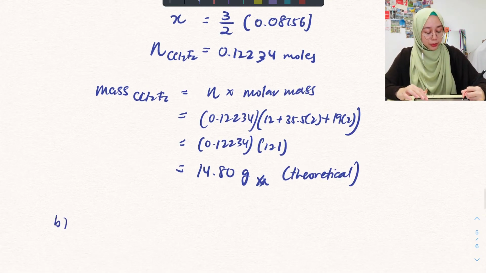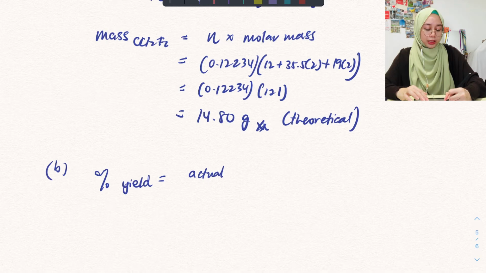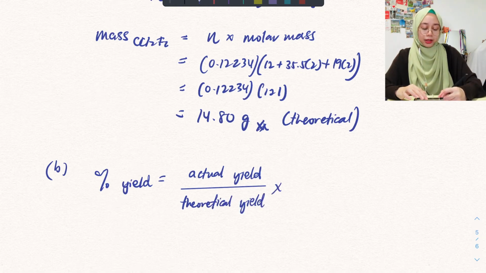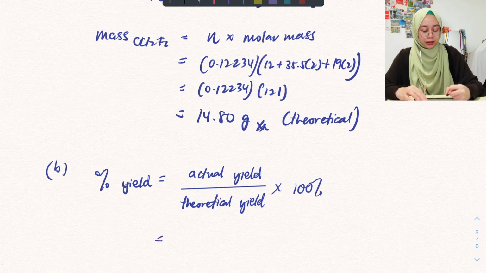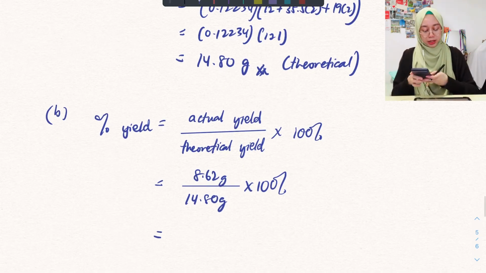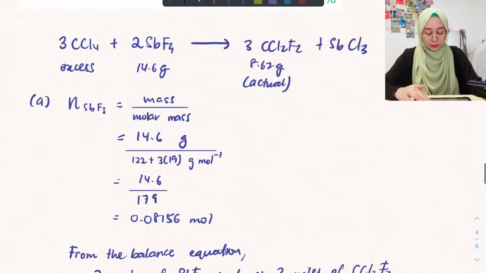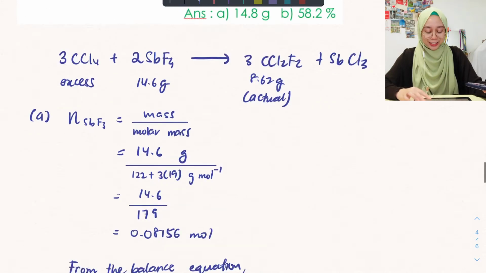Now to answer question B, write the formula of percentage yield first: percentage yield equals actual yield divided by theoretical yield times 100%. So what did we have? 8.62 gram divided by 14.80 gram times 100%. Therefore, what you will get is 58.24%. Let's have a look at the answer. Okay, it is the same here.